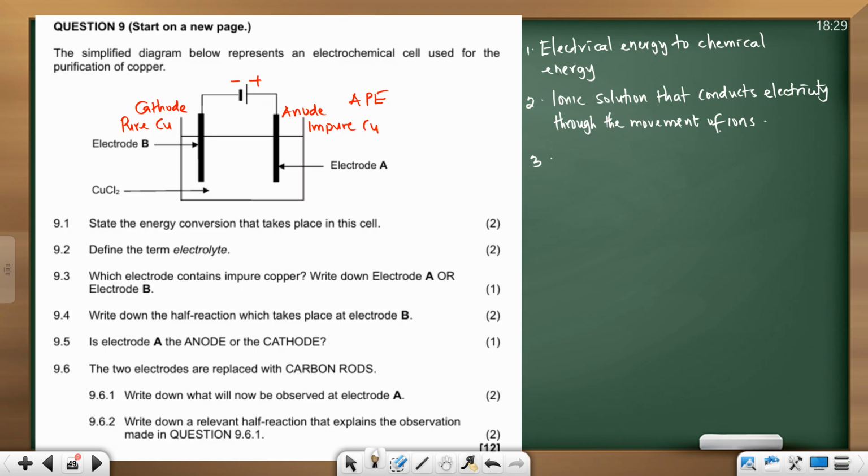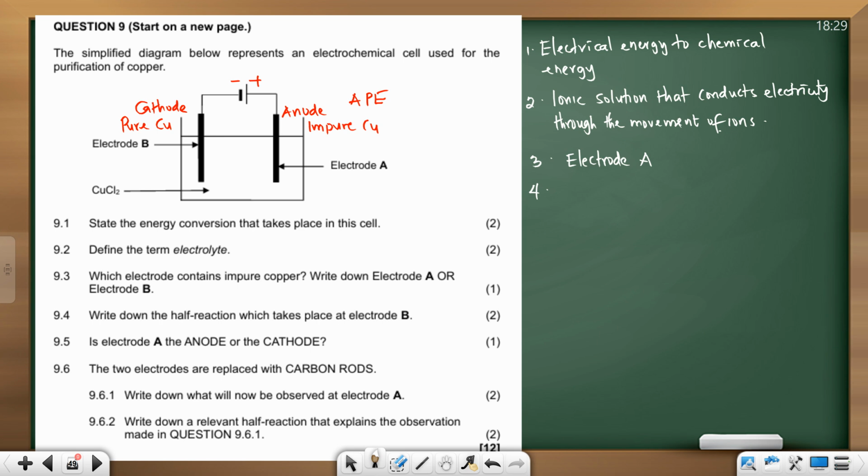Number 3. Which electrode contains impure? That has been answered. Electrode A or B? Electrode A. Number 4. Write down the half reaction that takes place at B. At B, it's the cathode.